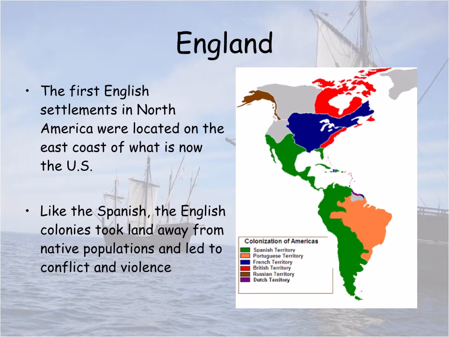So they came to where we are now, and really it was where we are now. Virginia was the first place that the English landed. Think Jamestown. Now, like the Spanish, the English colonies took land away from the native populations and led to conflict and violence. The French, because they didn't come and settle in large numbers, they tended to get along a lot better with the Native Americans than the English did. So that was a huge benefit for the French.